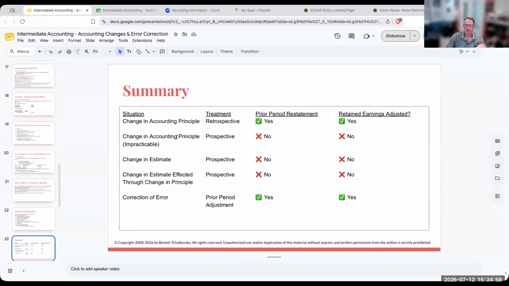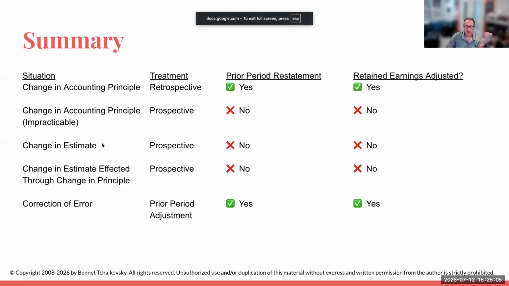So a change in accounting principle is applied retrospectively, unless it's impractical, or perhaps if the guidance gives us the option to do so. A change in estimate is handled on a prospective basis. A change in estimate affected through a change in principle, that was the depreciation example, is handled through this same approach. And lastly, for the correction of an error, we will have to adjust prior periods depending on the nature of the error. So again, it's a prior period restatement, and then it's a retained earnings adjustment.